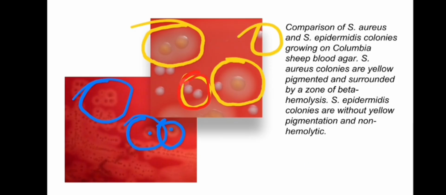And you can see these colonies. Let me highlight it in red. This is S. epidermidis. This bacterium colony is S. epidermidis, growing on Columbia sheep blood agar. So it's a Columbia agar with added sheep blood in it. So they are not doing AST here, so they are not using MHA.